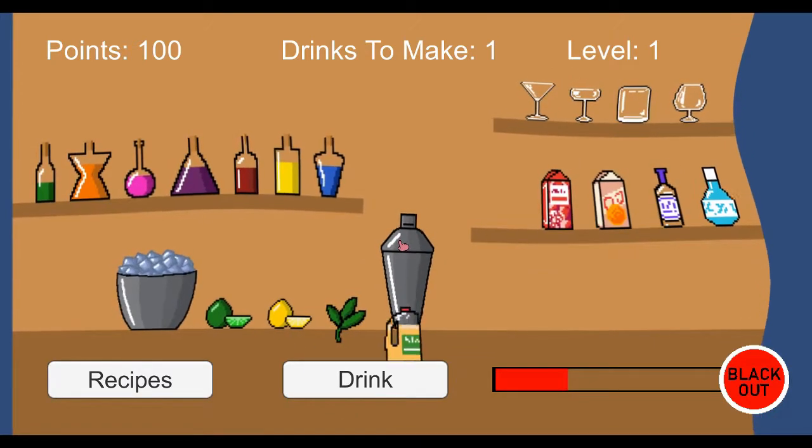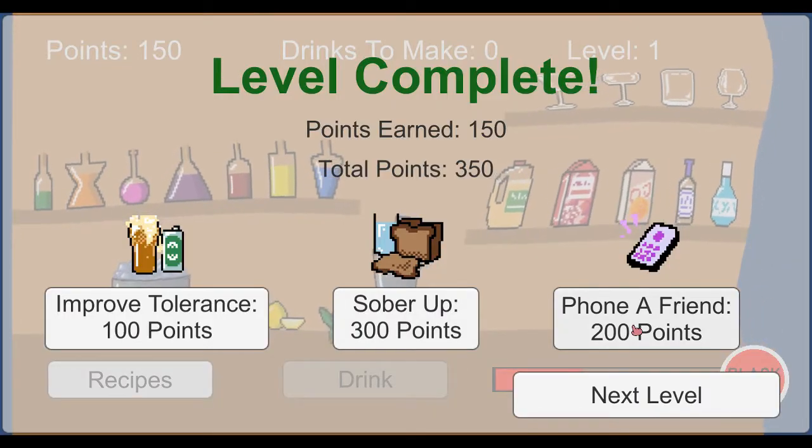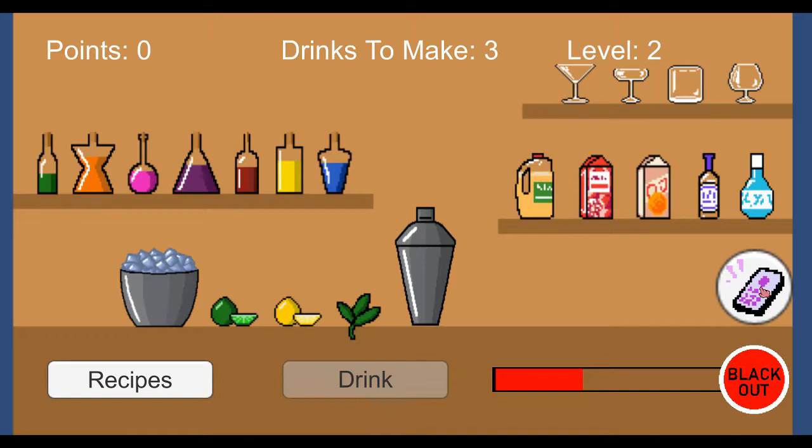So there's some decent tutorial elements there. I mean, it might just be that if you black out, you get rescued by your friend. Oh, did it? It didn't. No, I just blacked out. Interesting.